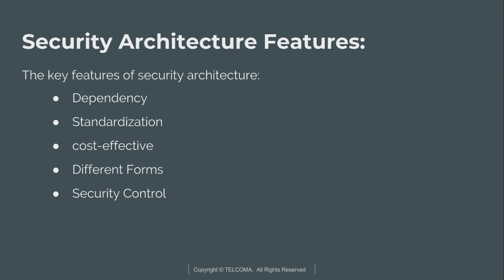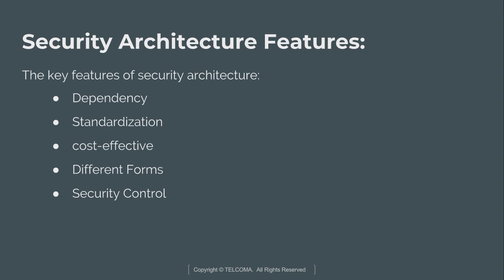Next is standardization. Here security architecture has a main advantage, that is standardization, which makes it affordable. Next is cost effective. Security architecture is cost effective due to reuse of controls described in the architecture. These controls can be used to design a new organization or a new product. Next is different forms. Security architecture is associated with different forms of IT architecture such as network security diagrams, principles, policies, etc.